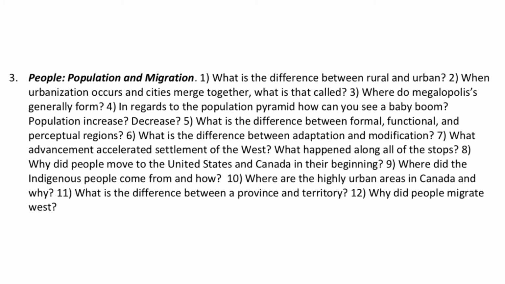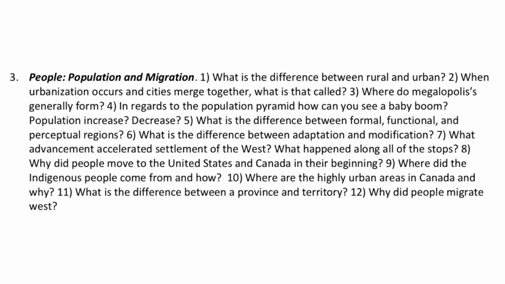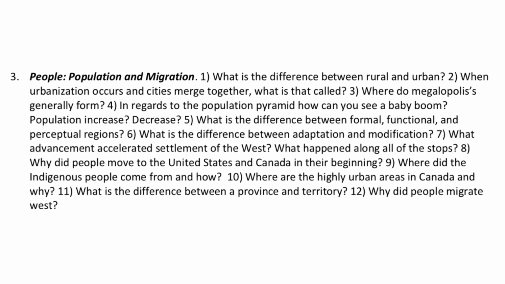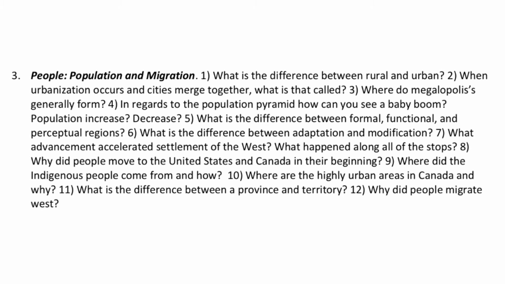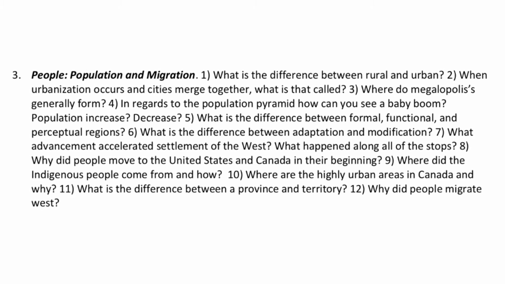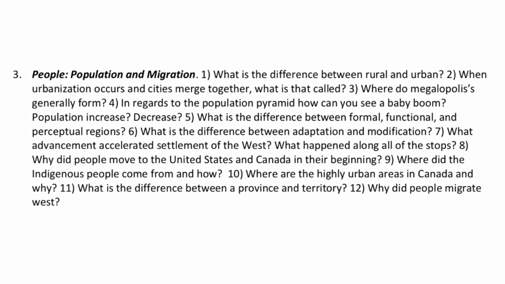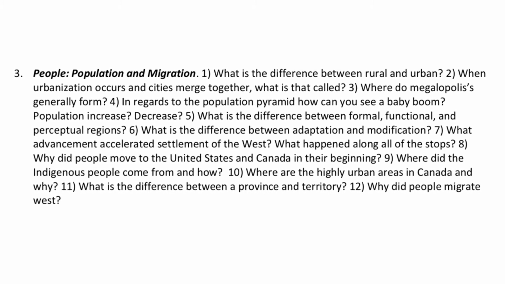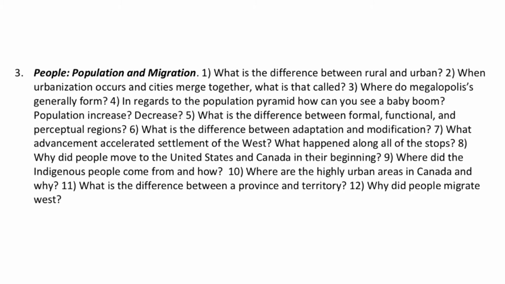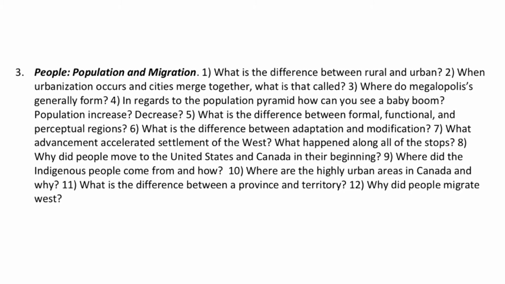Number 7, what advancement accelerated settlement of the West? West meaning United States, or even Canada for that matter, but this question's dealing with the Western United States. It was the Transcontinental Railroad. Transcontinental means across the continent. It was the railroad system that was developed that took us from the east to the west.